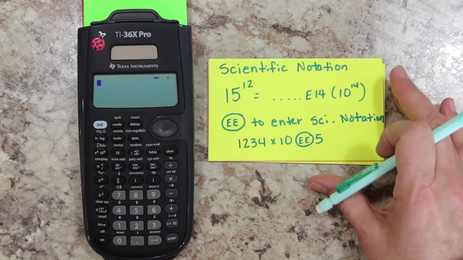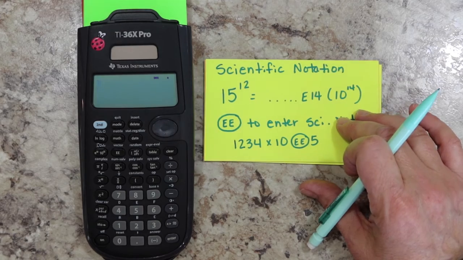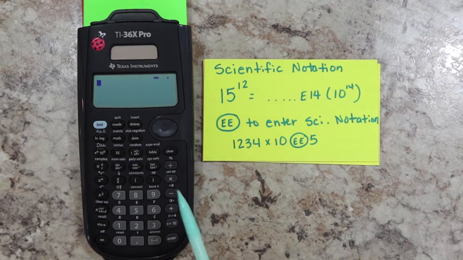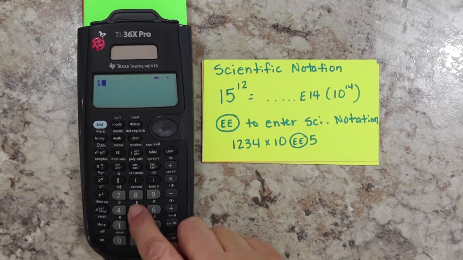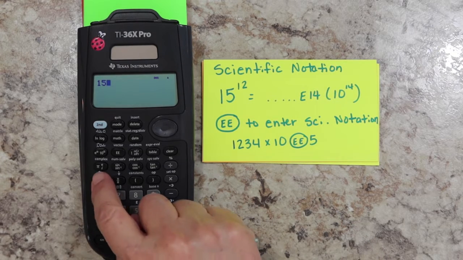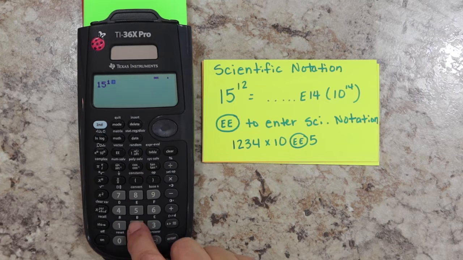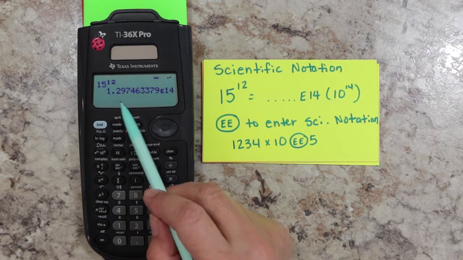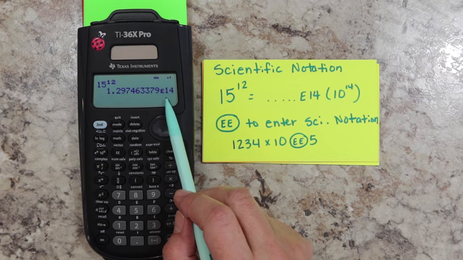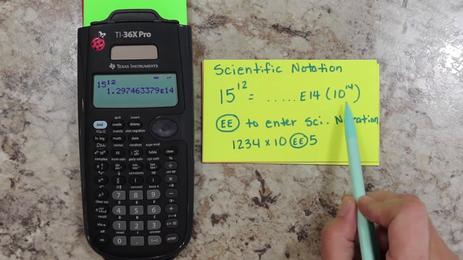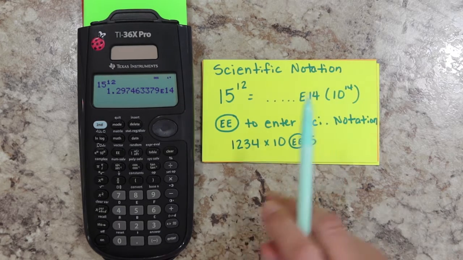The calculator will tell you really large numbers in scientific notation, but you have to know how to interpret what it's telling you. Let's say I want to find 15 to the 12th power. So I'm going to hit 15, my X with a box, and I'm going to put 12, enter. Now I get this really long decimal, and right here at the end it says E to the 14th. E stands for 10 to that power. This is scientific notation. So this would actually be 10 to the 14th power.